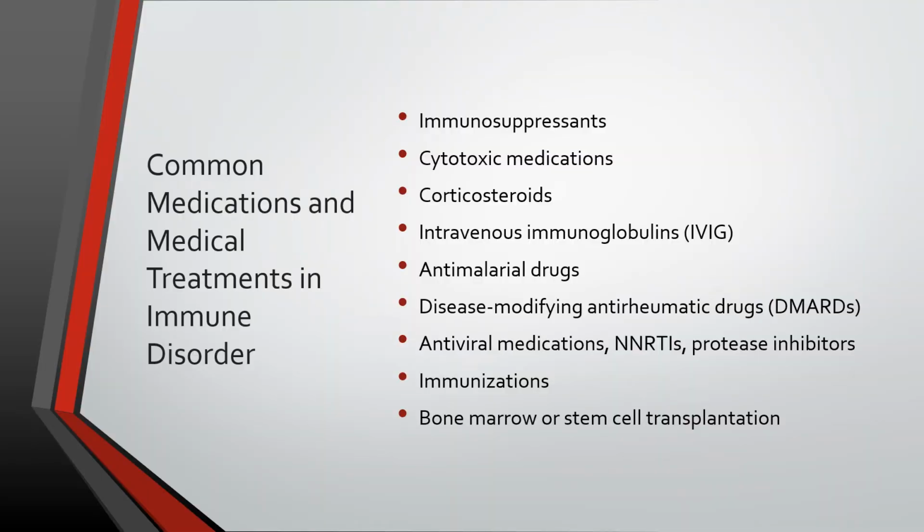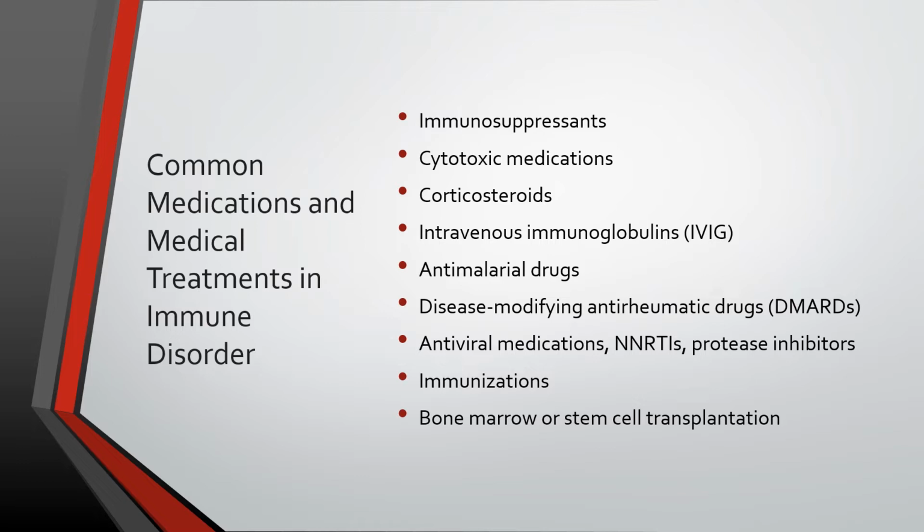Some of the common medications and medical treatments that we might see are immunosuppressants, cytotoxic medications. Those cytotoxic medications can interfere with normal function of DNA. Those might be our chemos. Corticosteroids are anti-inflammatories used usually for juvenile idiopathic arthritis and maybe our systemic lupus. Intravenous immunoglobulins, or IVIG, helps provide exogenous IgG antibodies. It's usually indicated for primary immune deficiencies and HIV infections.